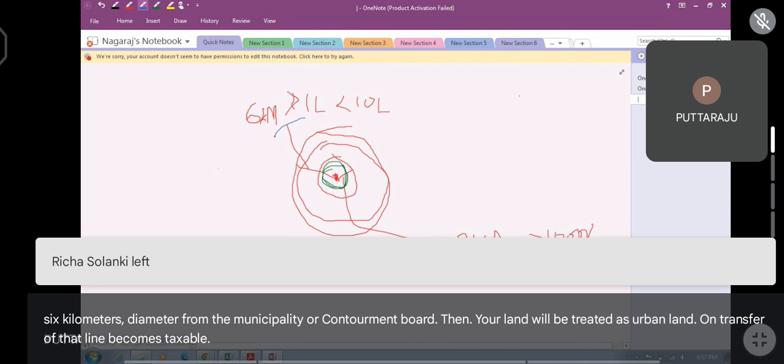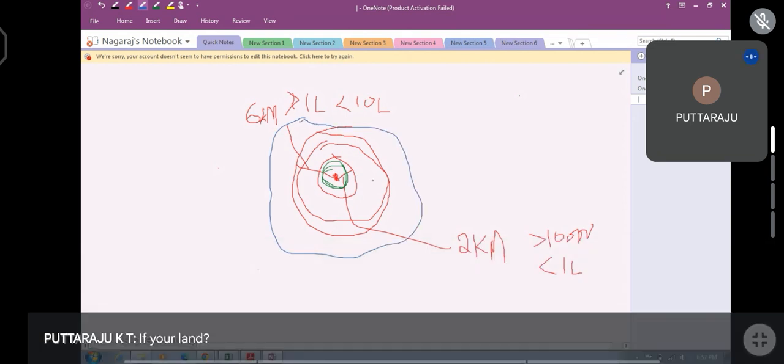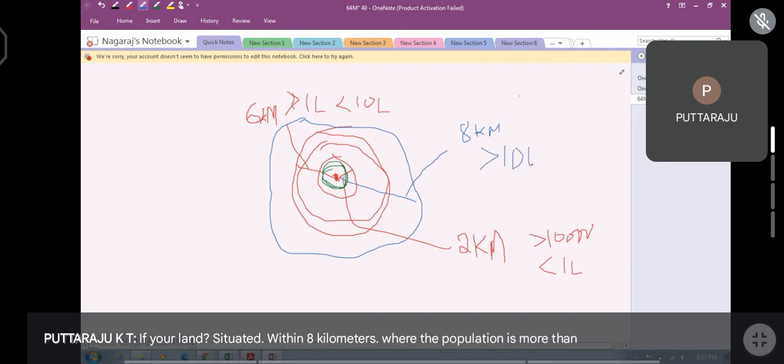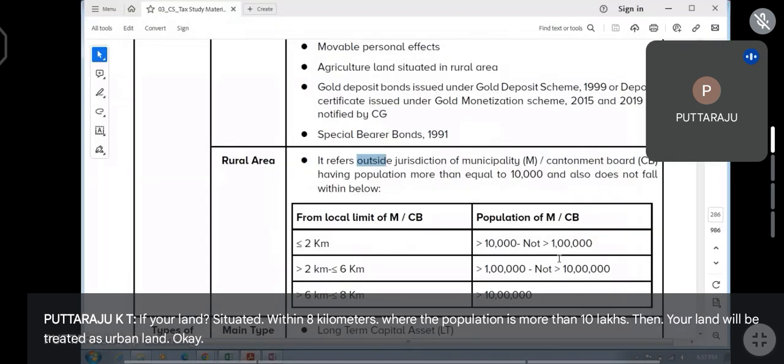On transfer, that land becomes taxable. And if your land is situated within 8 kilometers, where the population is more than 10 lakhs, then your land will be treated as urban land. Okay, this is what they have defined here.